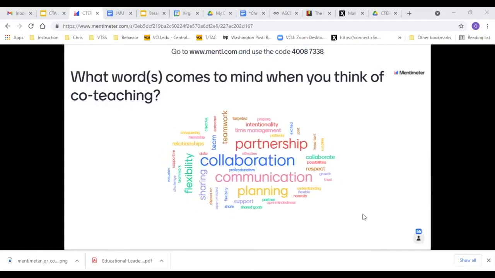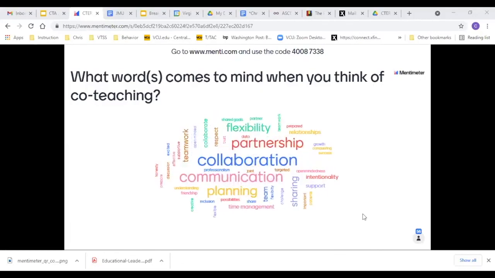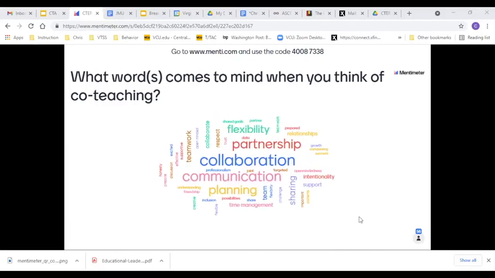Success. I saw inclusion, discussion, partnership, planning, flexibility. That's another good one that's coming. We are going to have to be flexible with each other as we're working as partners. Absolutely. Very much so. Well, I will allow you to keep looking at that.